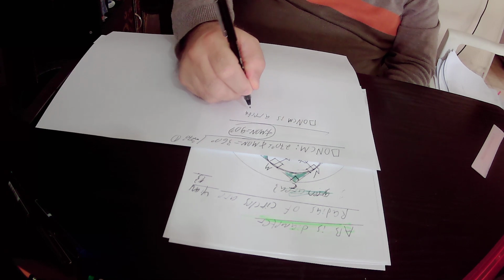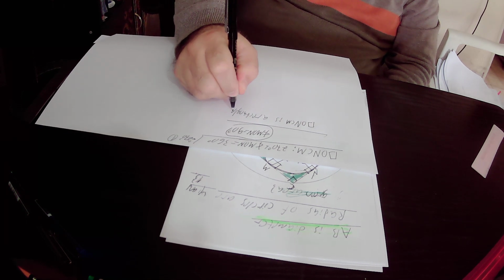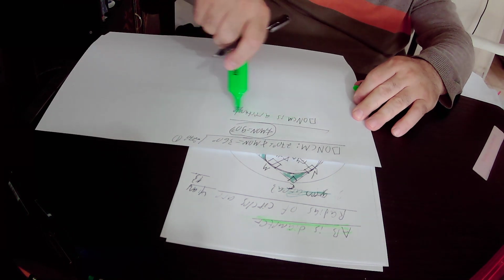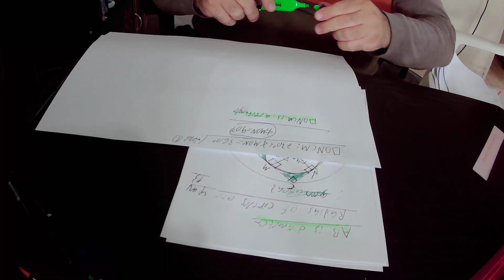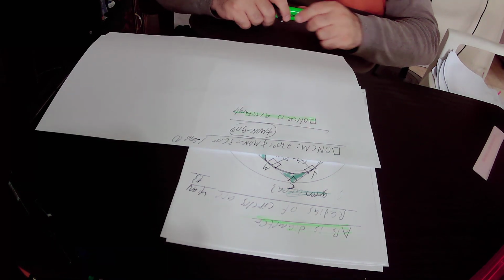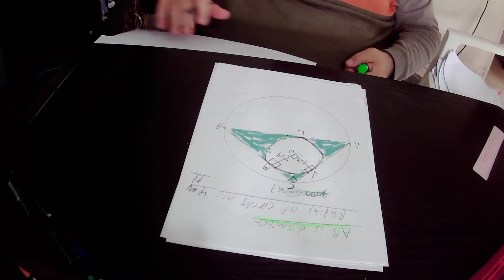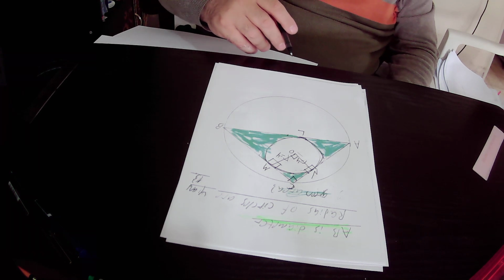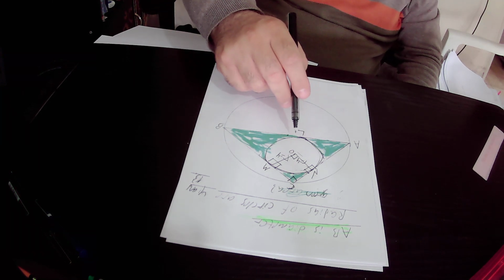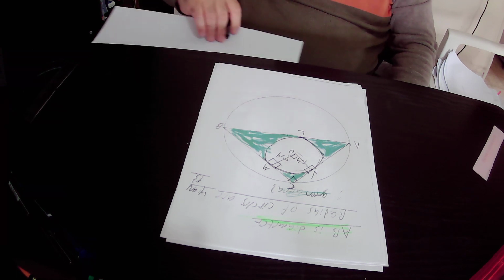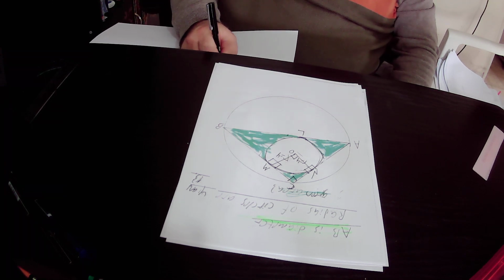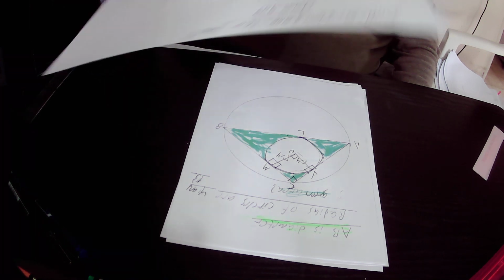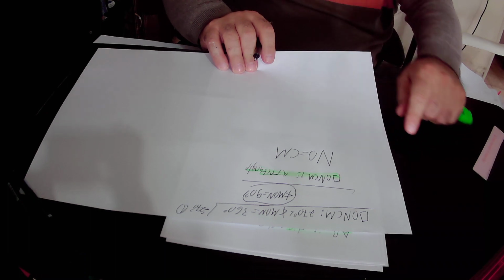So quadrilateral ONCM is a rectangle. And we also know that the opposite sides of a rectangle are equal to each other. That is to say, NO equals CM, according to the rule that the opposite sides of a rectangle are equal to each other.